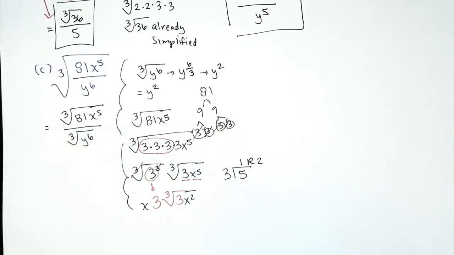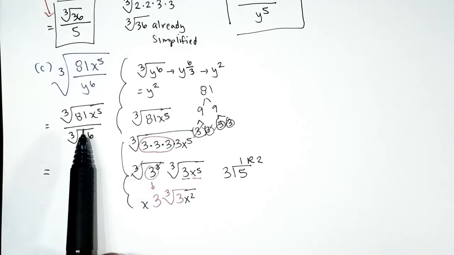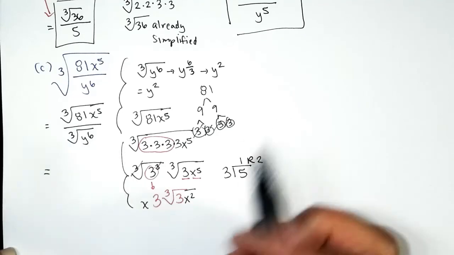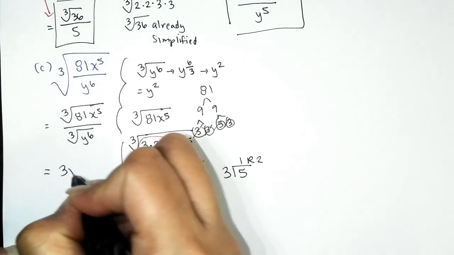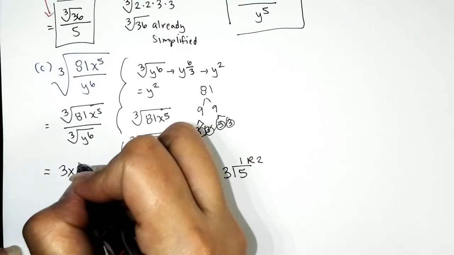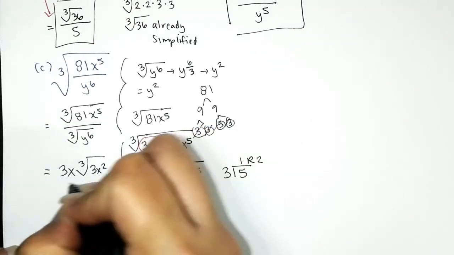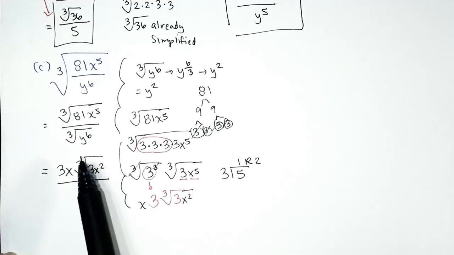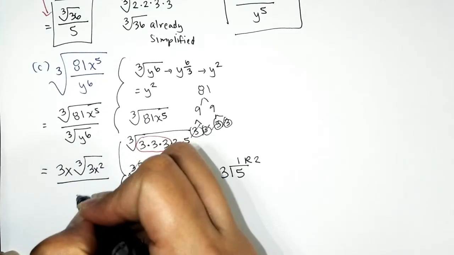Let's bring this to our problem. The numerator, thanks to our hard work, cube root of 81 times x to the 5th gives us x times 3. But who speaks like that? We're going to write 3 times x multiplied by the cube root of 3x squared. And that's all over the denominator. Cube root of y to the 6th simplifies to y squared.